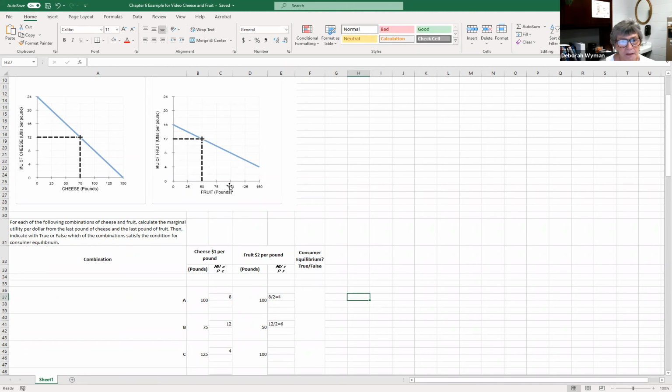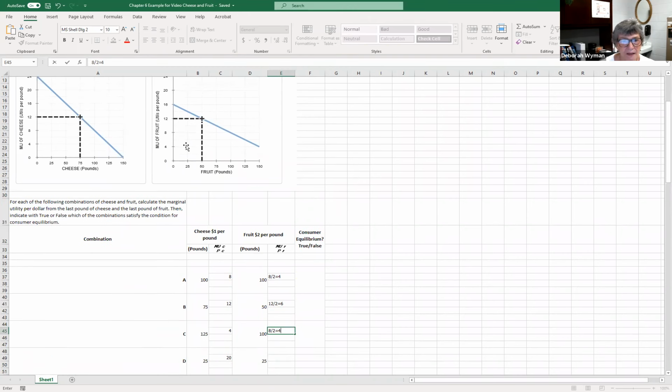For 100, 8 divided by 2 equals 4. And for the last one, we have 25, and 25 is 15 divided by 2 equals 7.5, but we're going to round down to 7, okay?